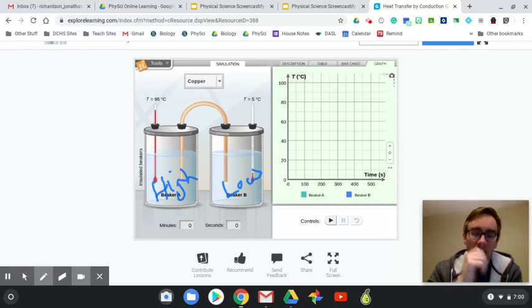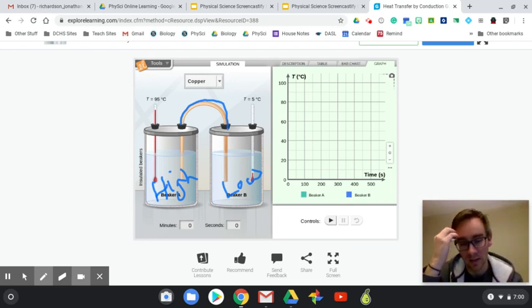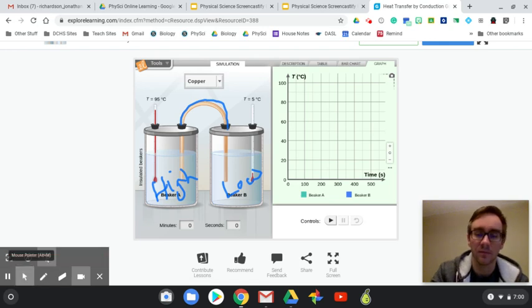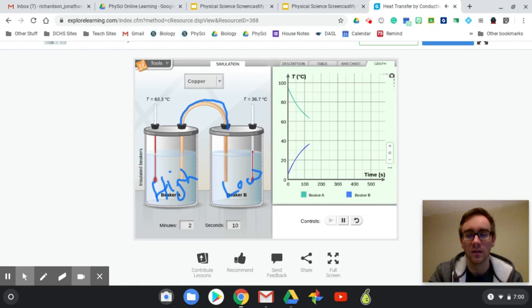And we have a bar that is connected between them. We're going to talk about how energy transfers between these 2 objects. So we have a little copper bar that connects them. We're going to talk about the transfer of kinetic energy. So as I hit play, you can see on the right the bar of the temperature for each one.